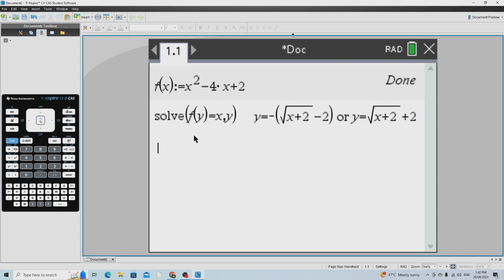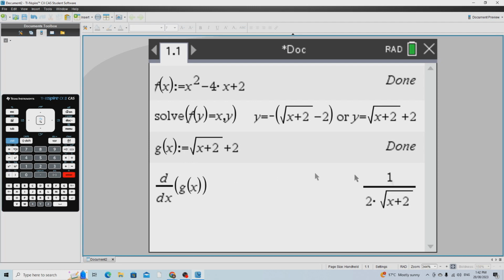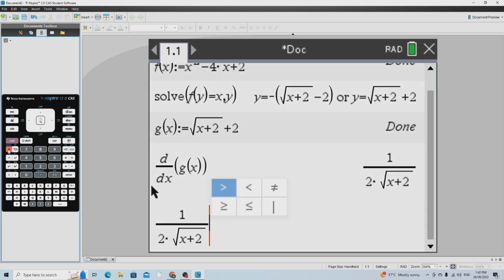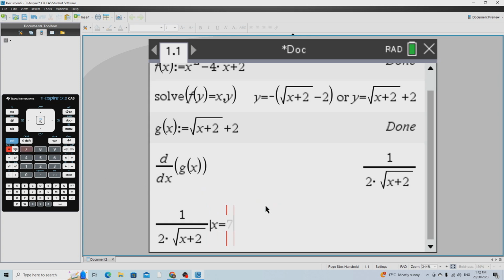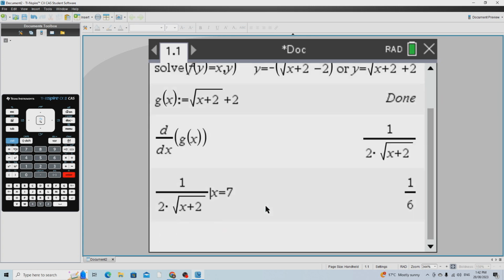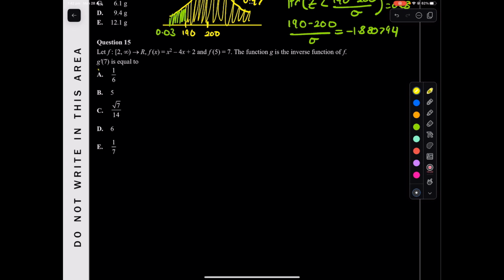Perfect. So we can define that g of x is now this, your inverse. This one right over here. And we want to find g dash of 7. So what's the derivative of this function? We get this, and we want to sub in 7. When x equals 7, we get 1 over 6. That's your answer. A is your answer.